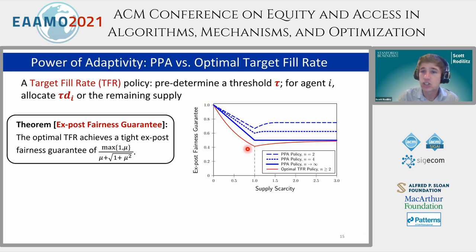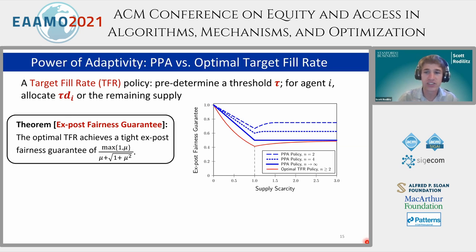So in all cases, it's strictly below the performance guarantee of our PPA policy. In some cases, it asymptotically approaches this guarantee. That occurs when there's a large number of agents and supply is quite scarce. In other cases, if there's not too many agents and supply is well matched to expected demand, there's a significant gap in the guarantee of our PPA policy and the guarantee of the optimal target fill rate policy.